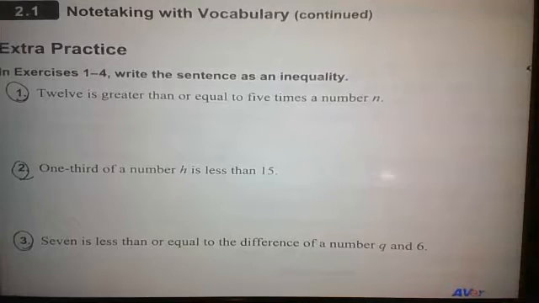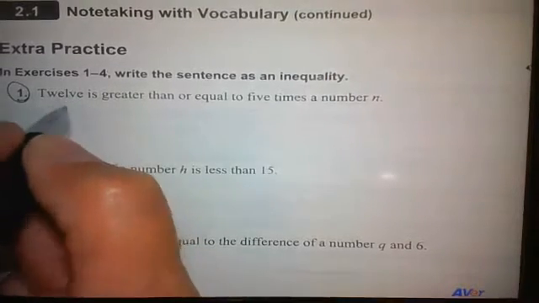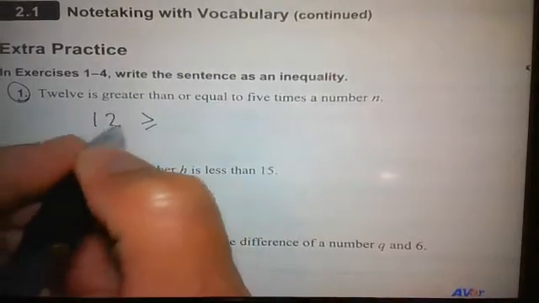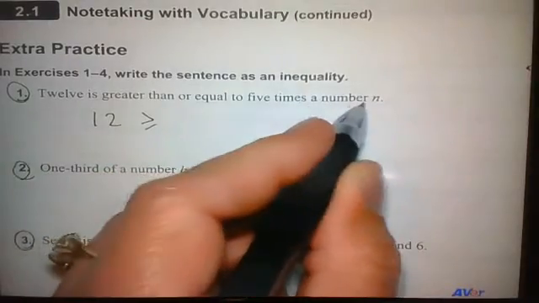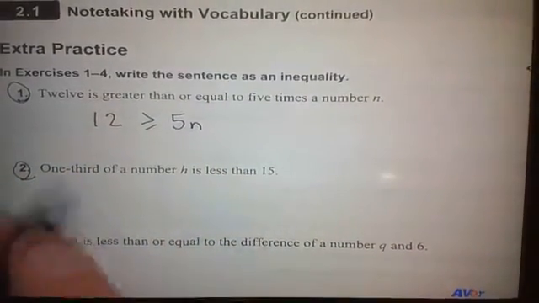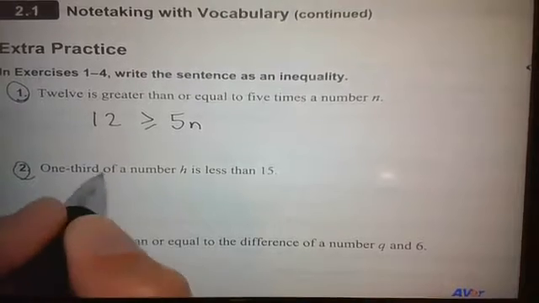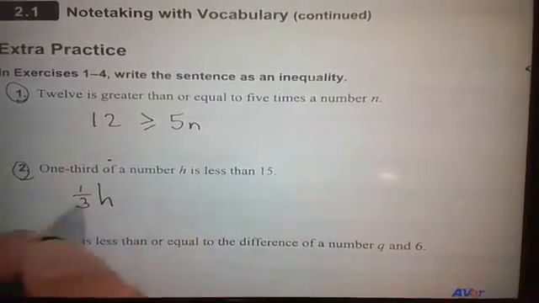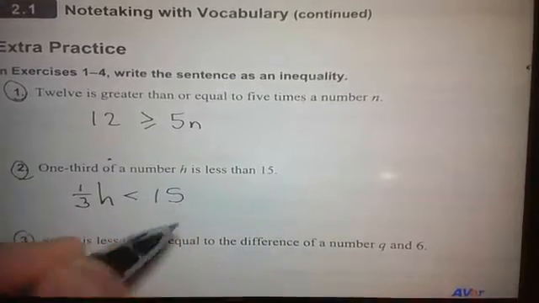Okay, the first one's in the journal on page 31. Looking at this, practicing writing the sentence as an inequality. See if you can do it. 12 is greater than or equal to 5 times a number n. How'd that go? 1/3 times a number h is less than 15.